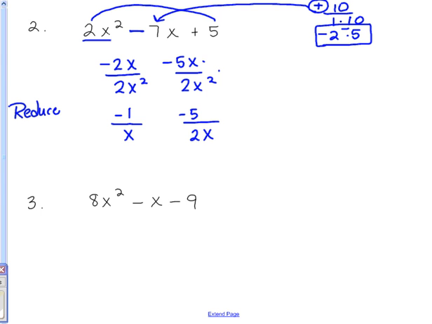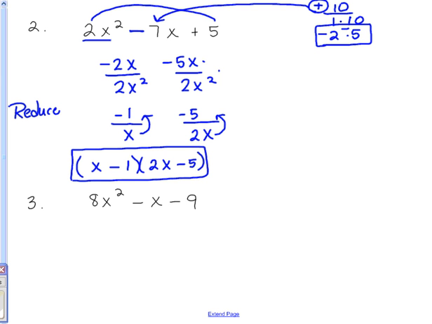Bottom to top, or bottoms up, to write our answer. Bottom to top, this would give me x minus 1 times, and then bottom to top would be 2x minus 5. So if I multiplied those two back together, it would equal back to the original polynomial that I started with.